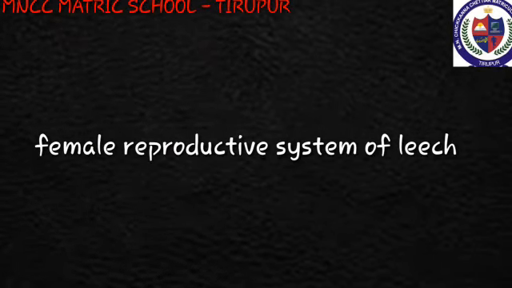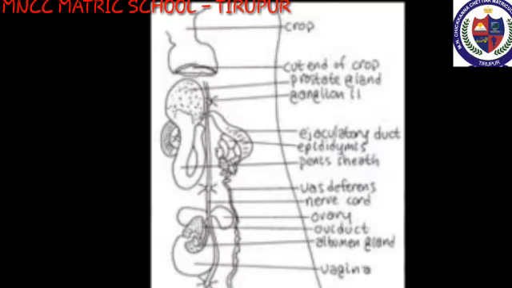Next, female reproductive system. It consists of ovaries, oviducts and vagina. There is a single pair of ovary in the 11th segment on the ventral side. The ova are budded off from the ovary. From each ovary runs a short oviduct. The common oviduct opens into a pear-shaped vagina in the 11th segment. Internal fertilization takes place.